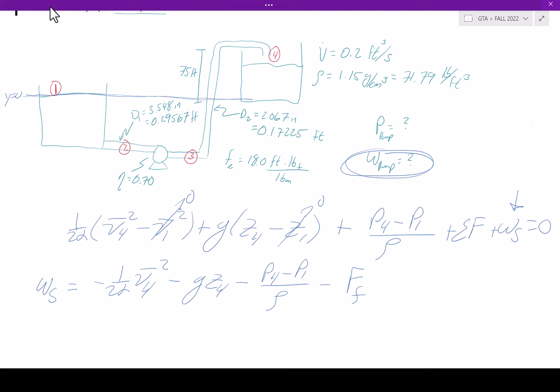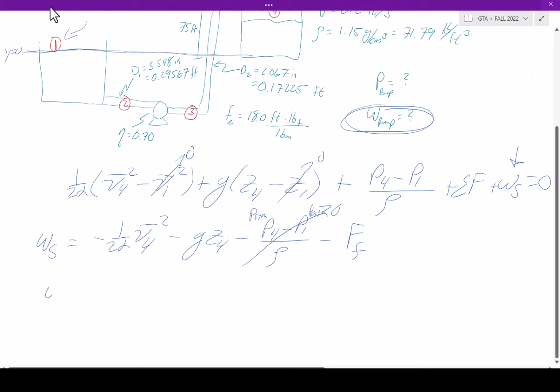Now here's where we stopped kind of right here when we were going through it. So let's go forward with this term right here. The pressure at point 4. You notice that it's open to the atmosphere. So that's going to be just P atm. Also at point 1 over here, it's also open to the atmosphere. So that's also going to be P atm. So these cancel. So this term goes away, and we get that the work delivered by the pump is equal to this final term here.